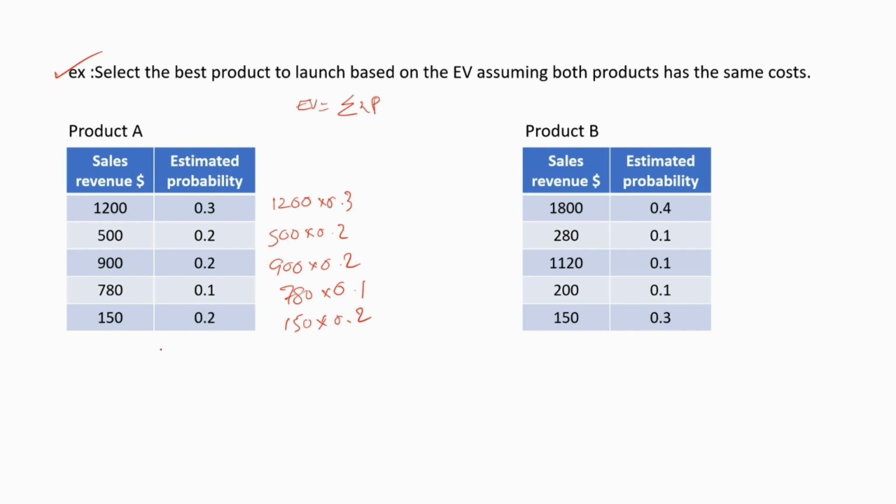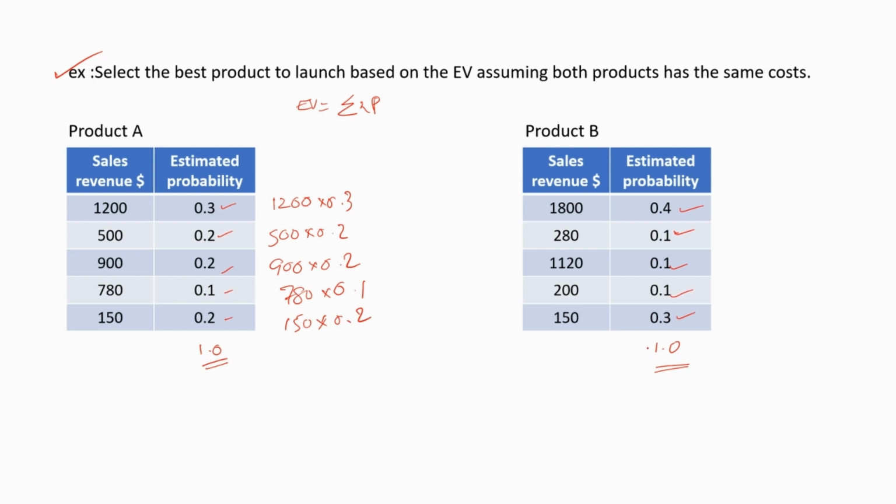Let's see whether this question considered all the outcomes for product A and B. We can check that by adding all the probabilities. If it is 1, it means all the possible outcomes have been considered. So 0.3, 0.5, 0.7, 0.8, 1.0, which means 1. They have considered all the outcomes. Let's go to product B. 0.4, 0.5, 0.6, 0.7, 1. For this also they have considered all the possible outcomes.